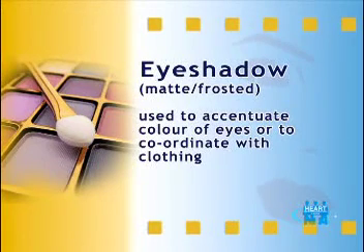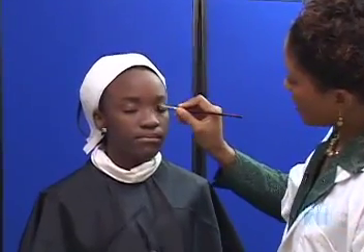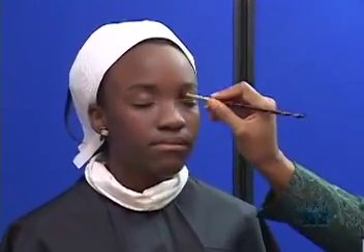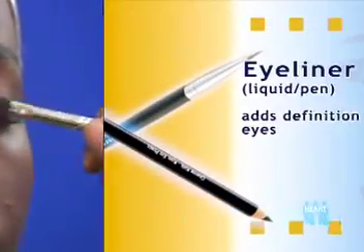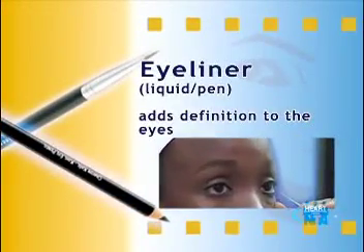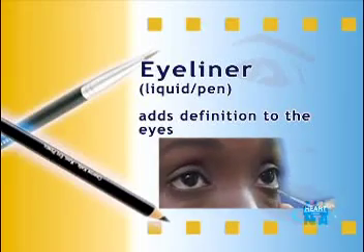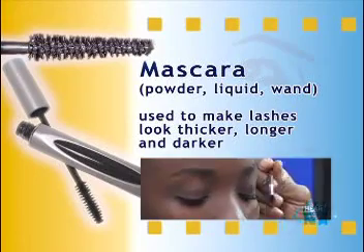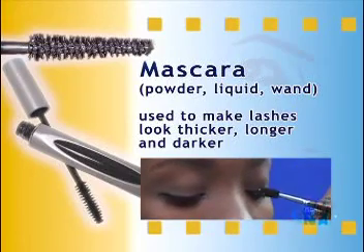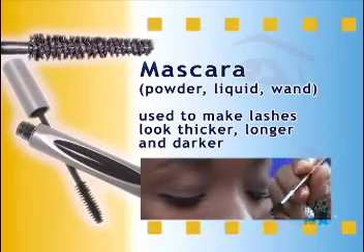Eyeshadow can be either matte or frosted and is often used to accentuate color of eyes or to coordinate with clothing. Clients very often have a preference for a particular eyeshadow color, but different shades and contrasting colors may also be used to create great effects. Eyeliner can be either liquid or pen and is used to add definition to the eyes. Mascara comes as a powder, liquid or wand, and its purpose is to make lashes look thicker, longer, and darker.